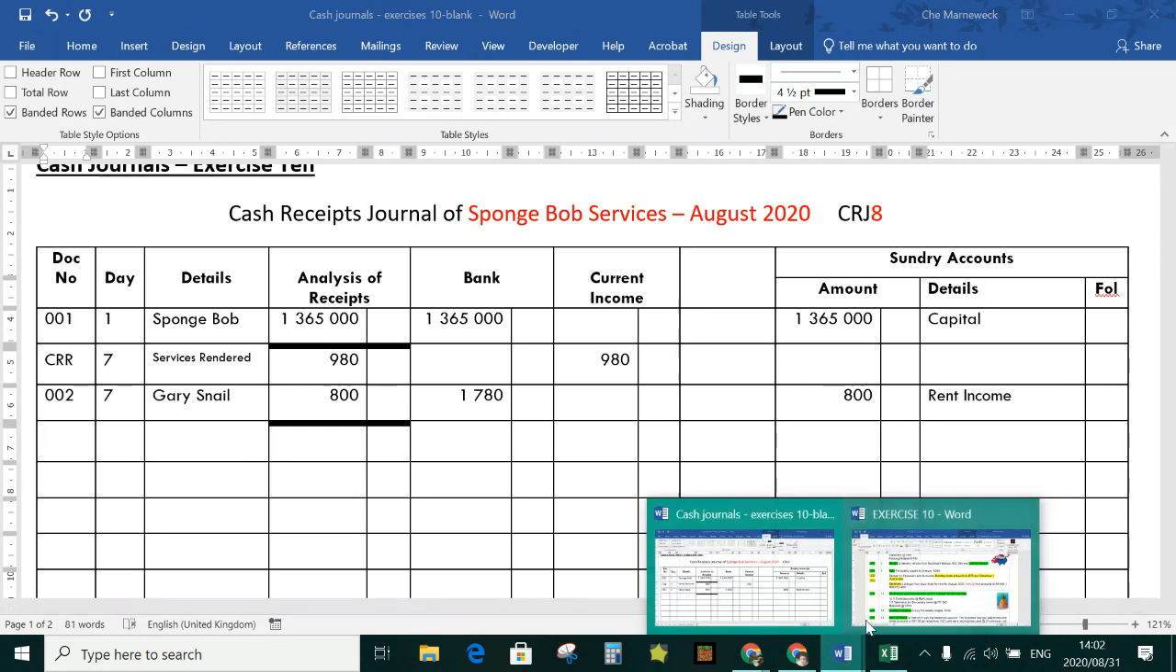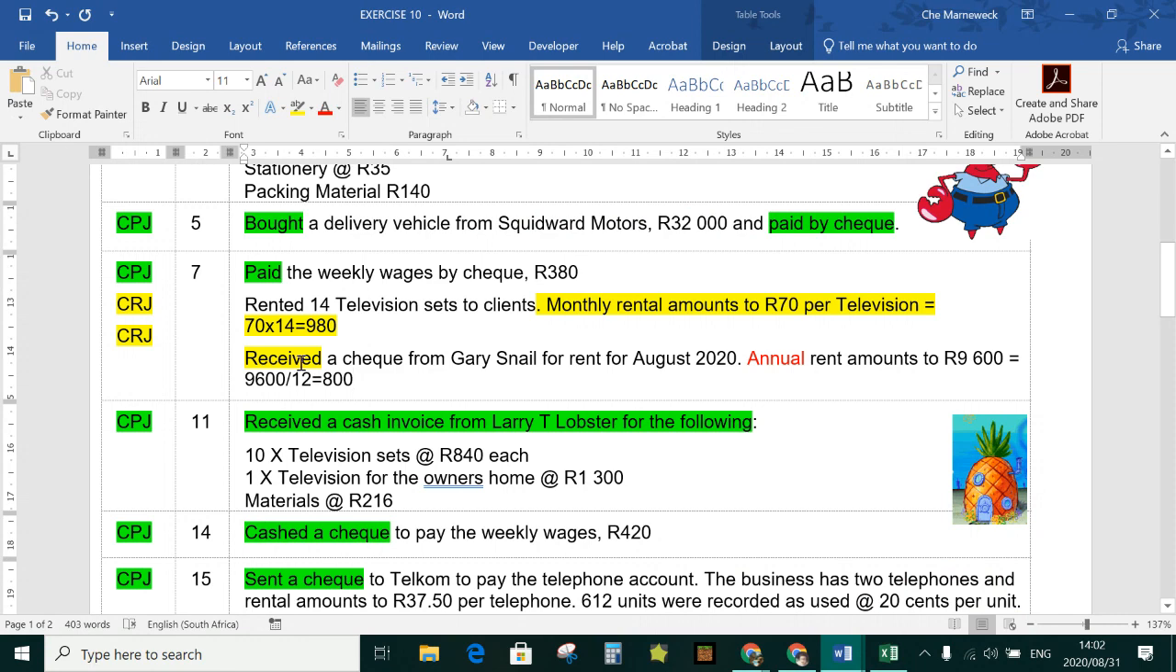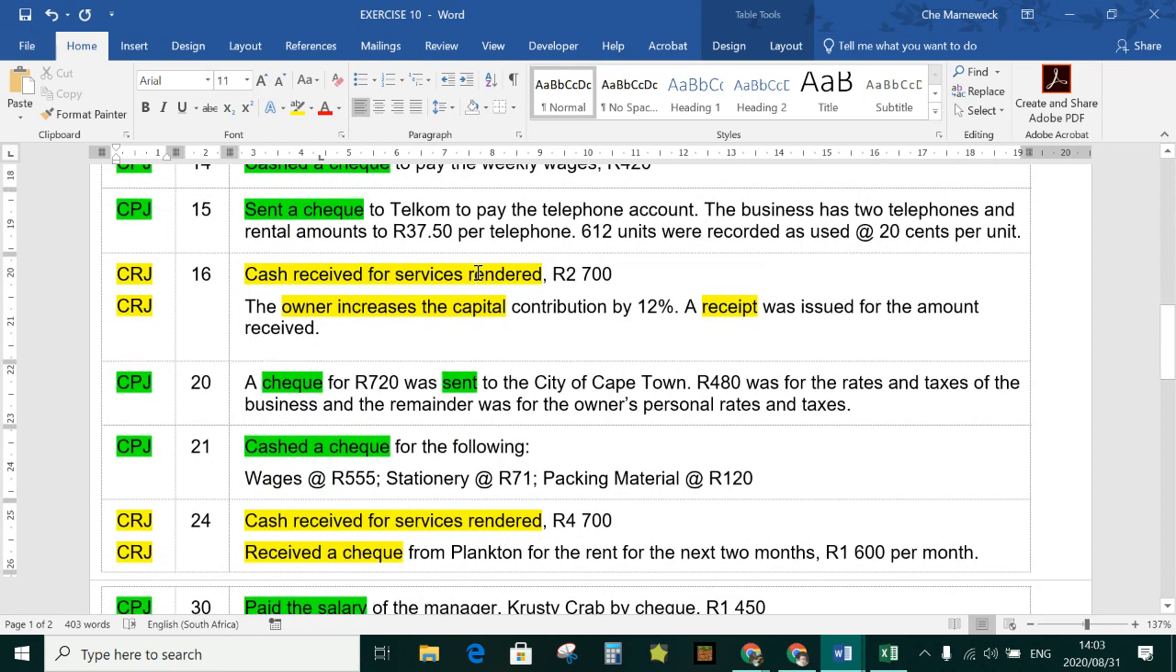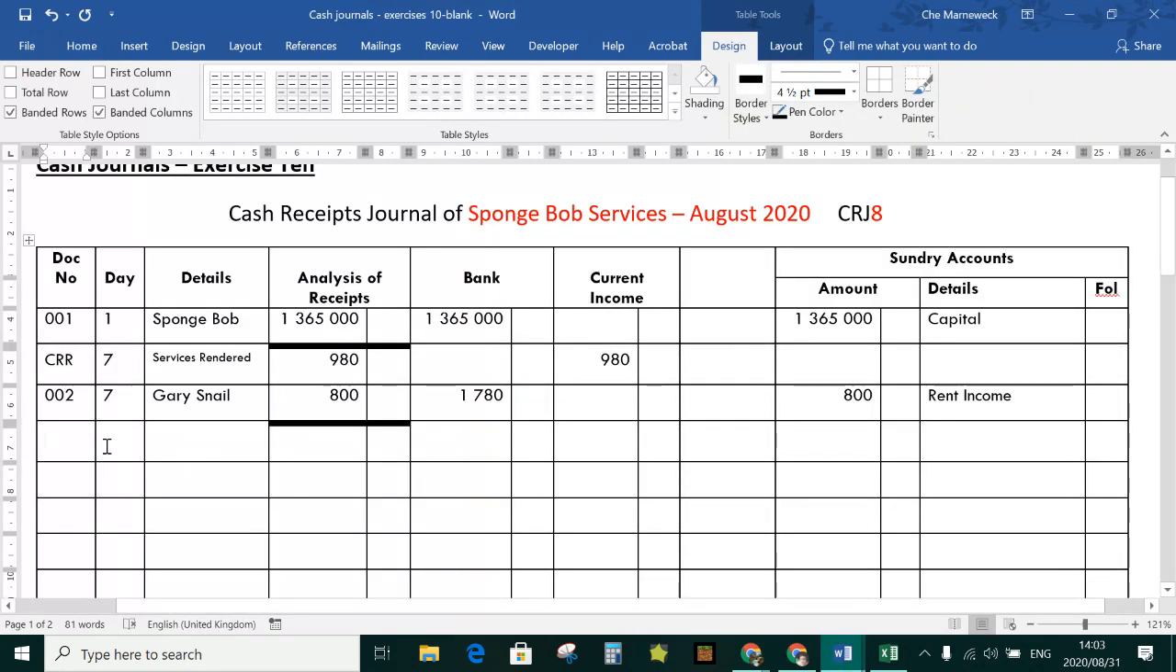We then move on. We look at our next day. Day 16. Cash received for services rendered, 2,700. So we record that. Cash register roll. Happening on day 16. Services rendered.